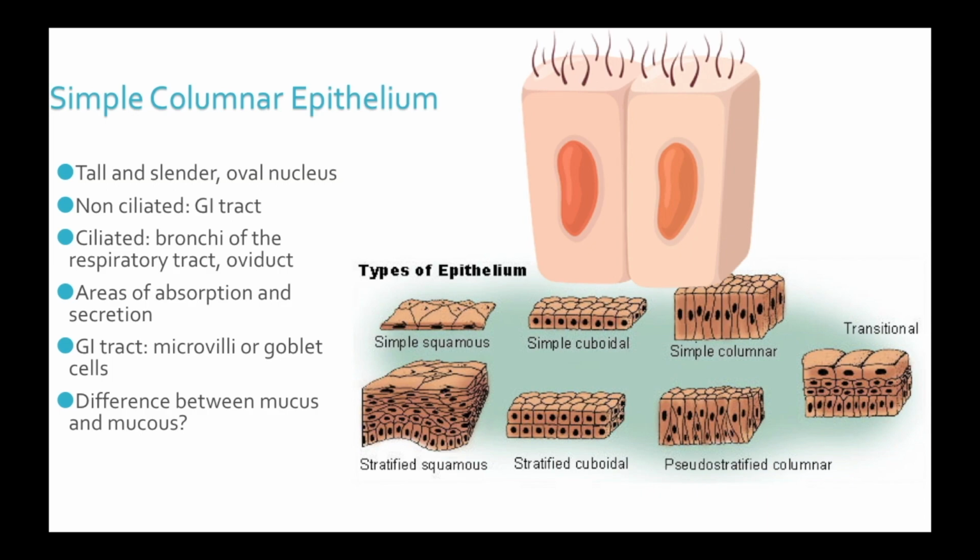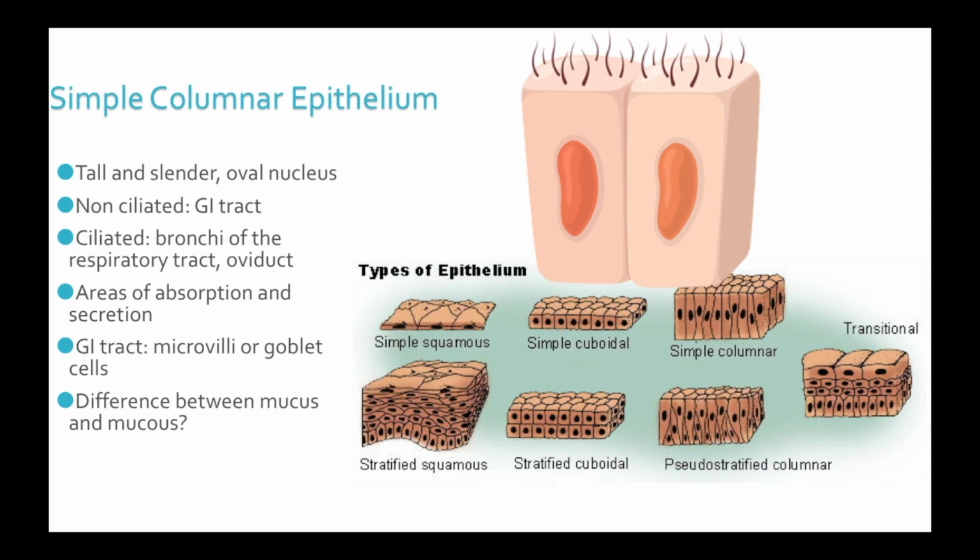Simple columnar epithelium: based on their name, we know that they're one layer and they're little columns, so they end up being tall and slender with an oval nucleus. Non-ciliated, we find those in the gastrointestinal tract. Ciliated, we find in the bronchi of the respiratory tract as well as in the oviduct. We often find them in areas of absorption and secretion. And in the GI tract, we have microvilli or goblet cells as well. So not only do we have ciliated, we can also have smooth, and then we can have microvilli as well.